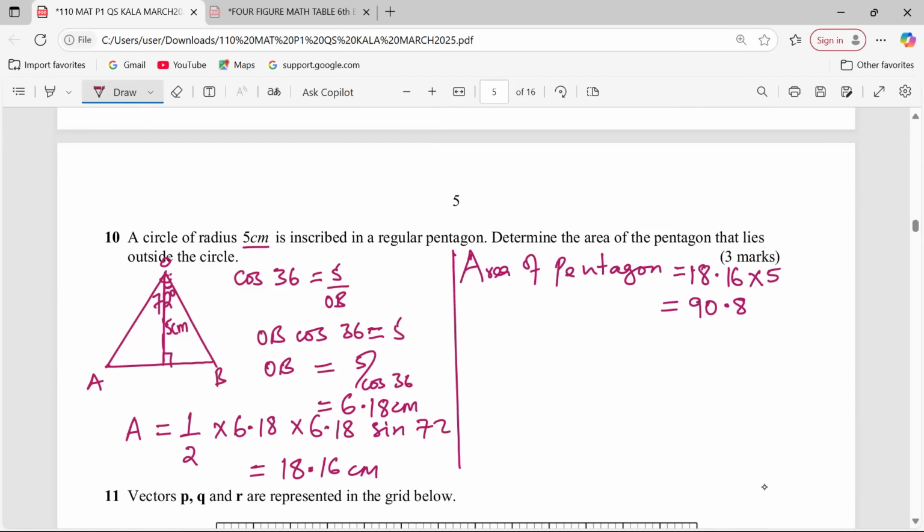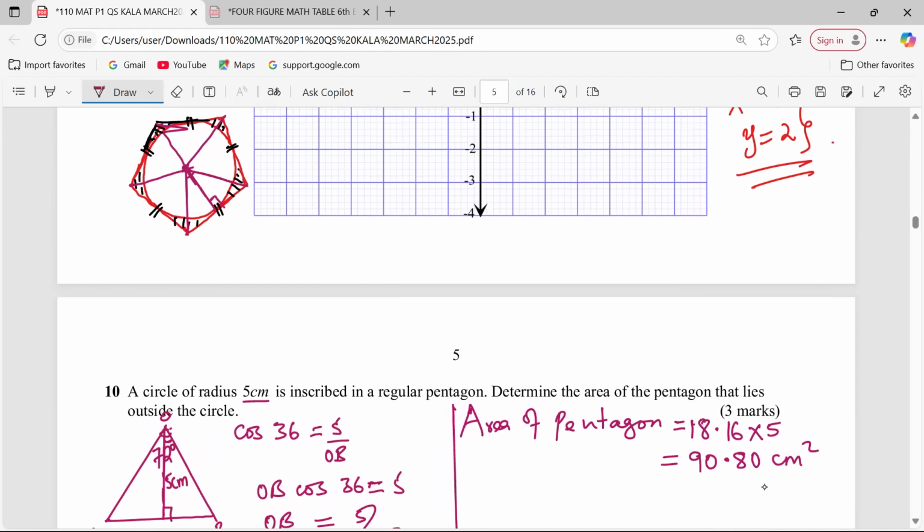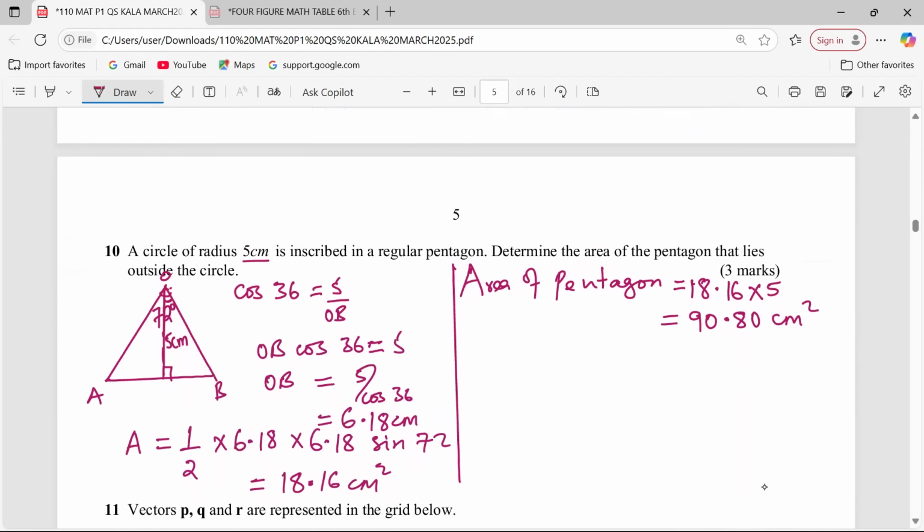90.8. Yeah, 90.8 centimeters squared. This is area, centimeters squared. Now with the area of the pentagon, we can get the area of the circle.